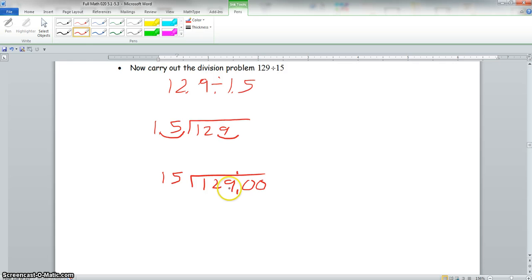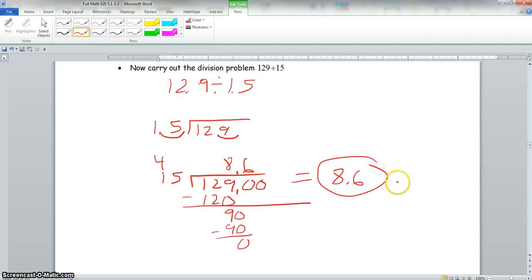15 goes into 129. Let's see, it would have to be 8 times. 8 times 5 is 40. Carry a 4. 8 times 1 is 8 plus 4 is 12. 129 minus 120 is 9. And then you bring down a 0. 15 goes into 90 6 times. 6 times 15 is 90. So it's 0, so it's no remainder. We didn't need the second 0, but we did need the first one. So our final answer here is 8.6.